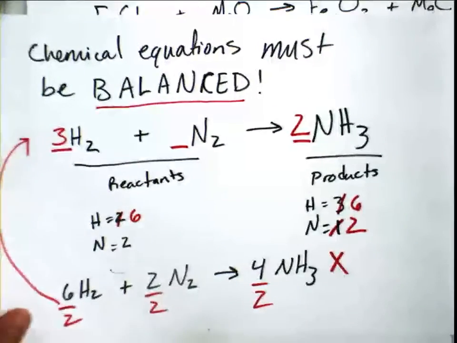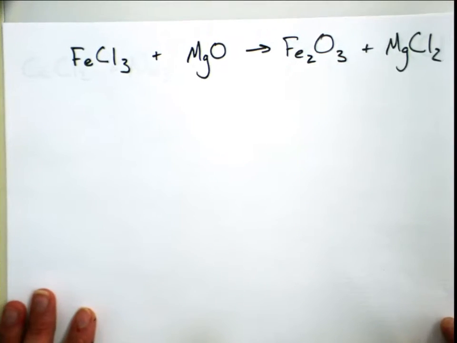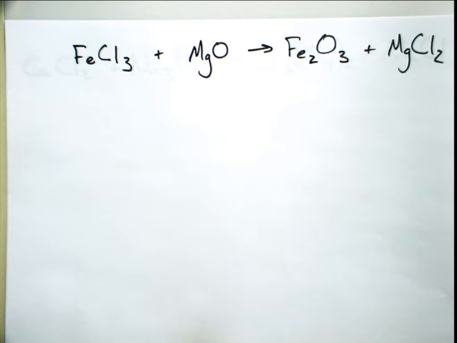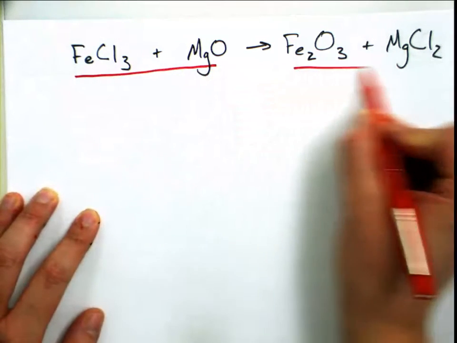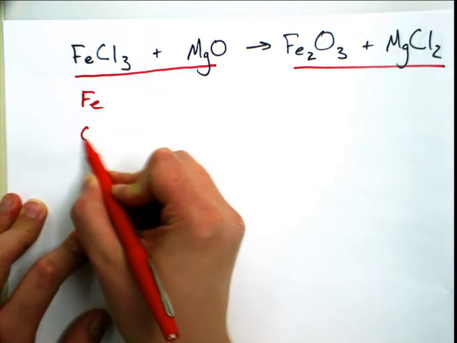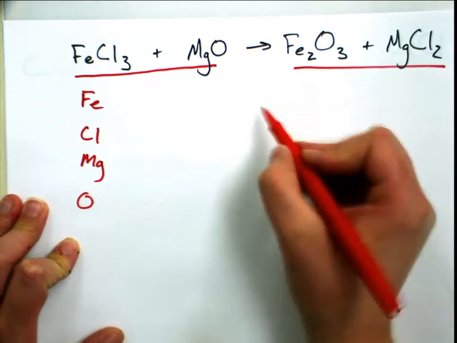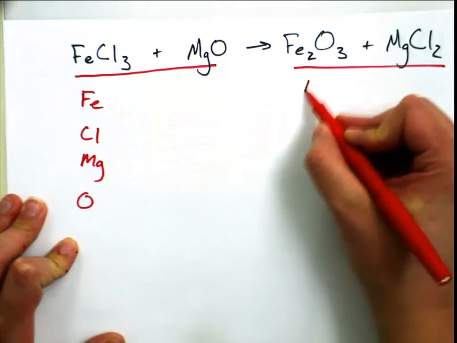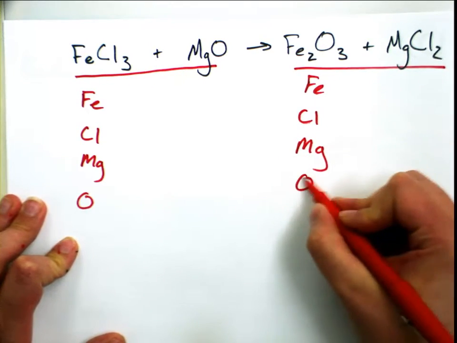Now let's practice balancing some chemical equations. In this example, we have the reaction of iron 3 chloride and magnesium oxide to give iron 3 oxide and magnesium chloride. I'm going to begin by tallying up each number of atom. We have iron, chlorine, magnesium, and oxygen on both sides of the reaction. And I'm going to write them in the same order on both sides here so it's easier to compare.